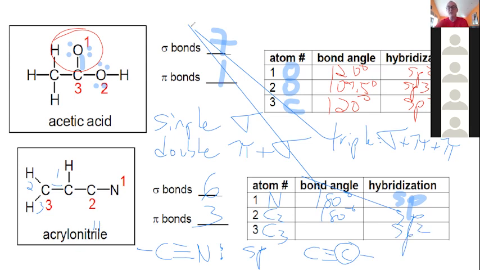So if you have three regions of electron density, what angle gives you the greatest distance between the three of them? 120 degrees, right. So this carbon and this nitrogen are going to be linear, and these two carbons are going to be planar because they're going to have 120 degrees in between them, because they're SP2 hybridized.